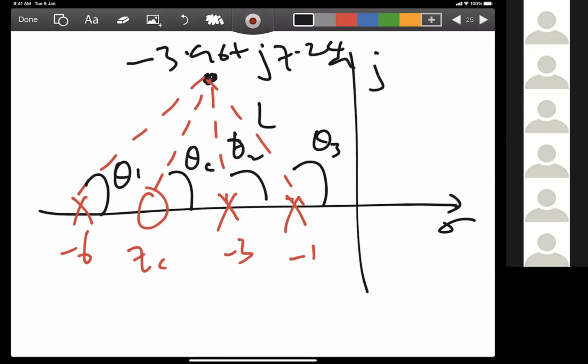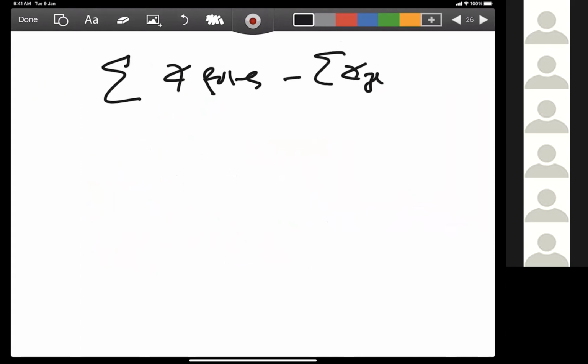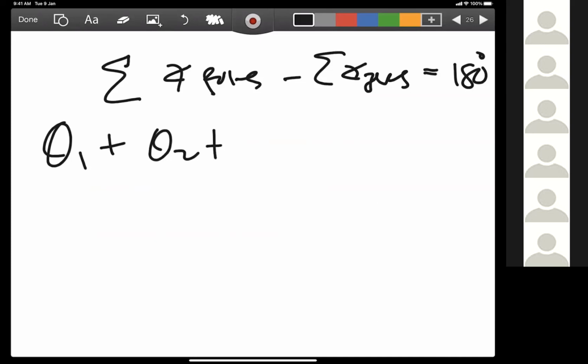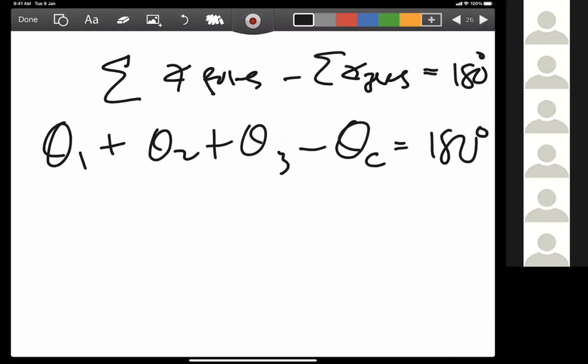So this one will be L3, L2, L1. So the summation of angles of poles minus the summation of angles of zeros equals 180 degrees. Theta 1 plus theta 2 plus theta 3 minus theta c equals 180 degrees. So you have to measure theta 1, theta 2, theta 3, and theta c.